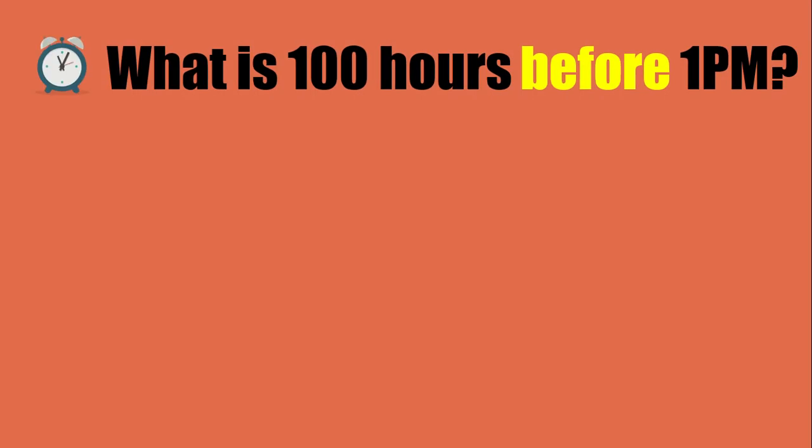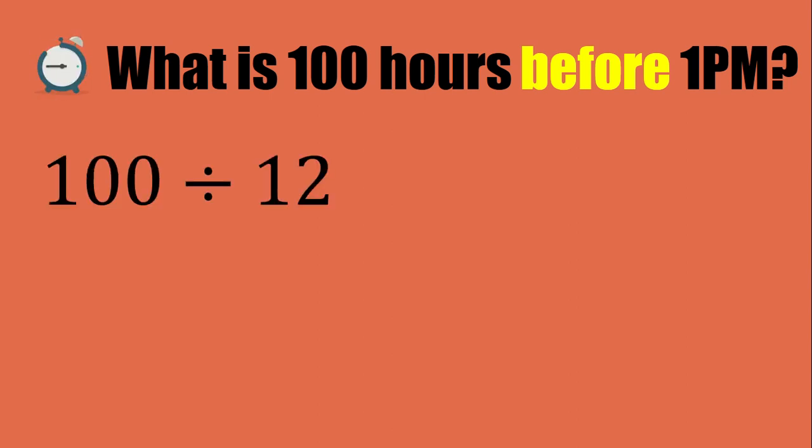Another example. What is 100 hours before 1 p.m.? Again, let's divide that 100 by 12 and we'll have 8 as our quotient and 4 as our remainder. Given that 8 is even, the reference time for our answer would be the same.